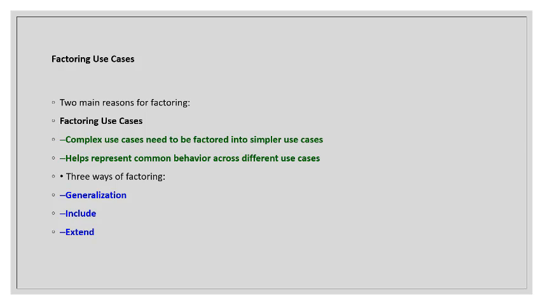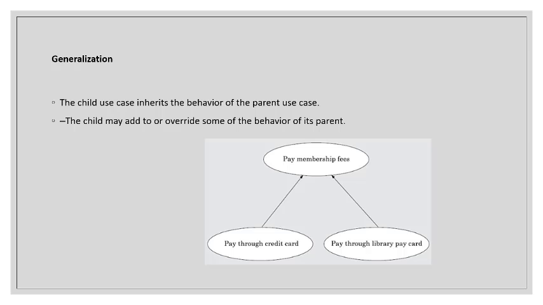Okay, so the first way is generalization. The use case generalization can be used when you have one use case that is similar to another, but does something slightly different or something more. The child use cases inherit the behavior of the parent use case, and the child may add to or override some of the behaviors of the parent. So generalization works in the same way with use cases as it does with class objects. The child use case inherits the behavior and the meaning of the parent use case. The notation is also the same.